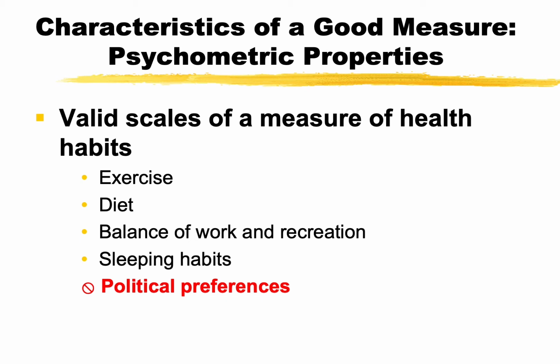Let's turn to an example. Imagine there is a questionnaire that measures health habits. Scales would be valid for this questionnaire if they measured things that we understand to be related to health, such as exercise, diet, how to balance work and recreation, and one's sleeping habits. But having items on this measure related to political preference would not be pertinent and thus would represent an invalid or irrelevant scale.